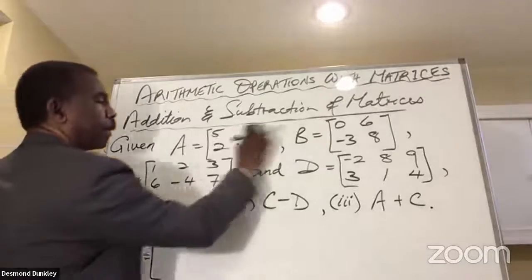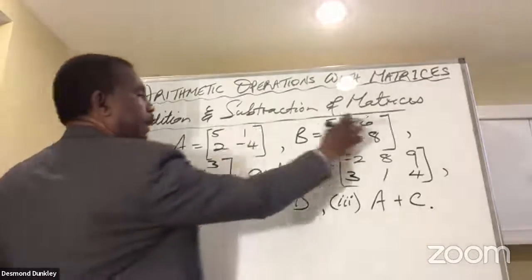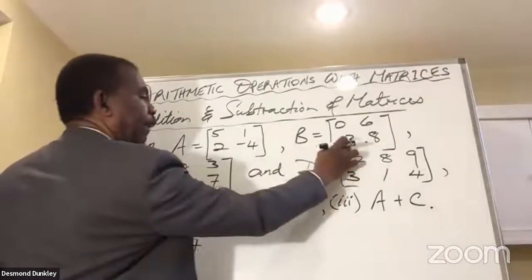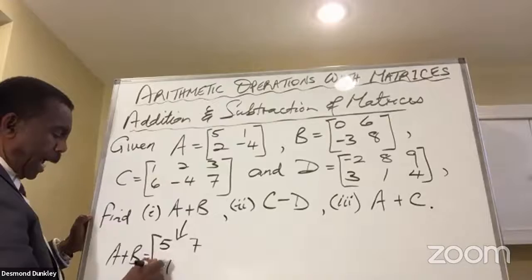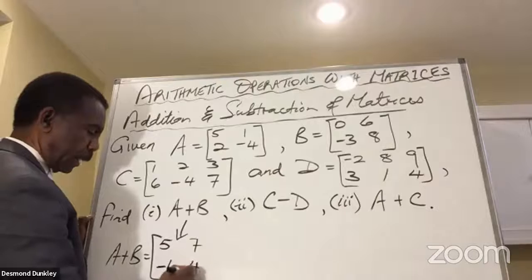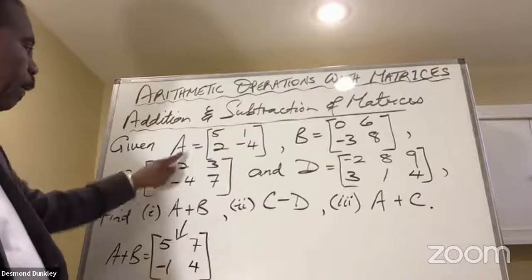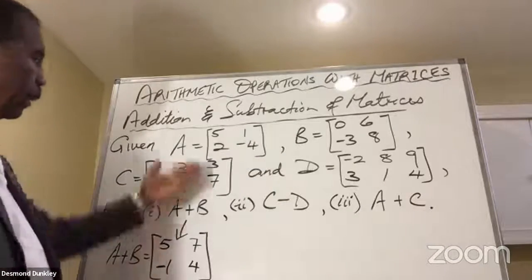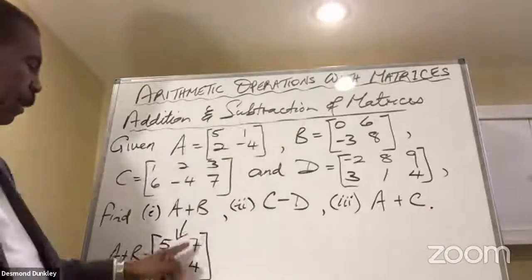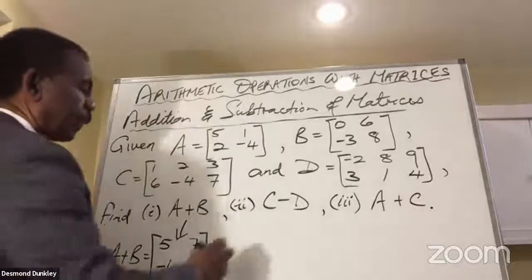Corresponding entry. This is the first, this is the first, so that's 5. This is 1, this is 6, so that's 7. This is 2, this is -3, so that's -1. We are adding. And this is -4, this is 8, so the result is +4. So that would be the sum of A and B. The sizes are the same, and the corresponding entries are combined to give us the result. Nothing complicated.